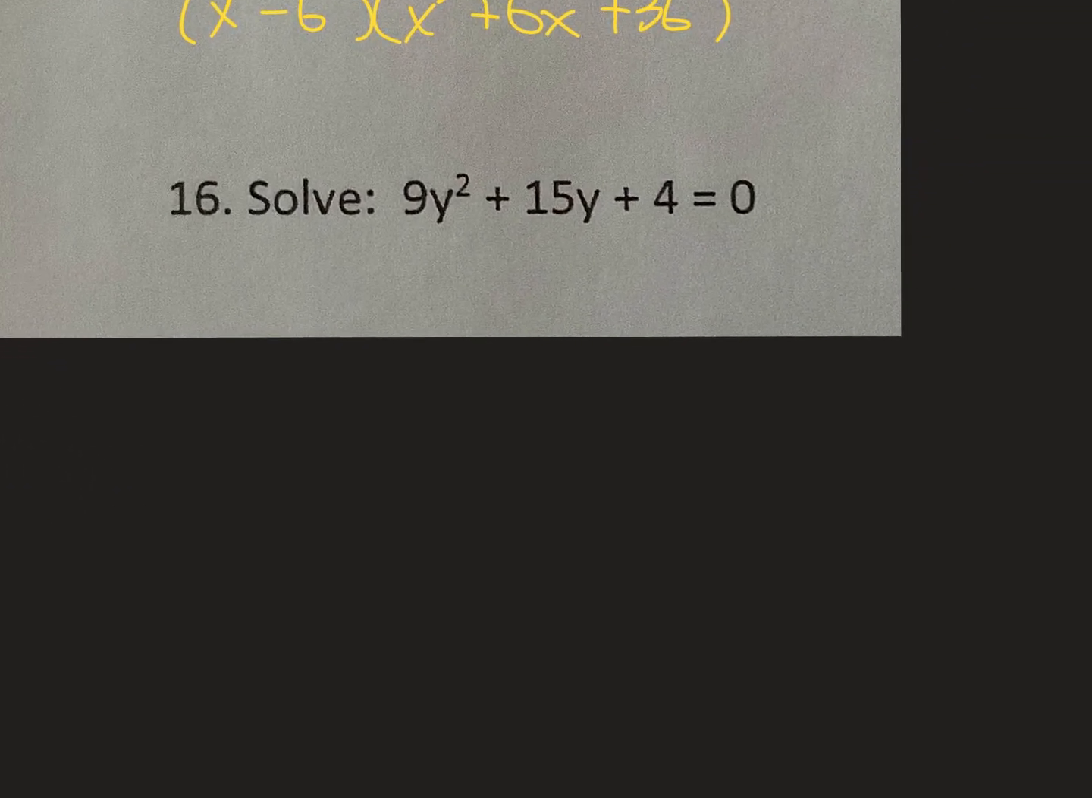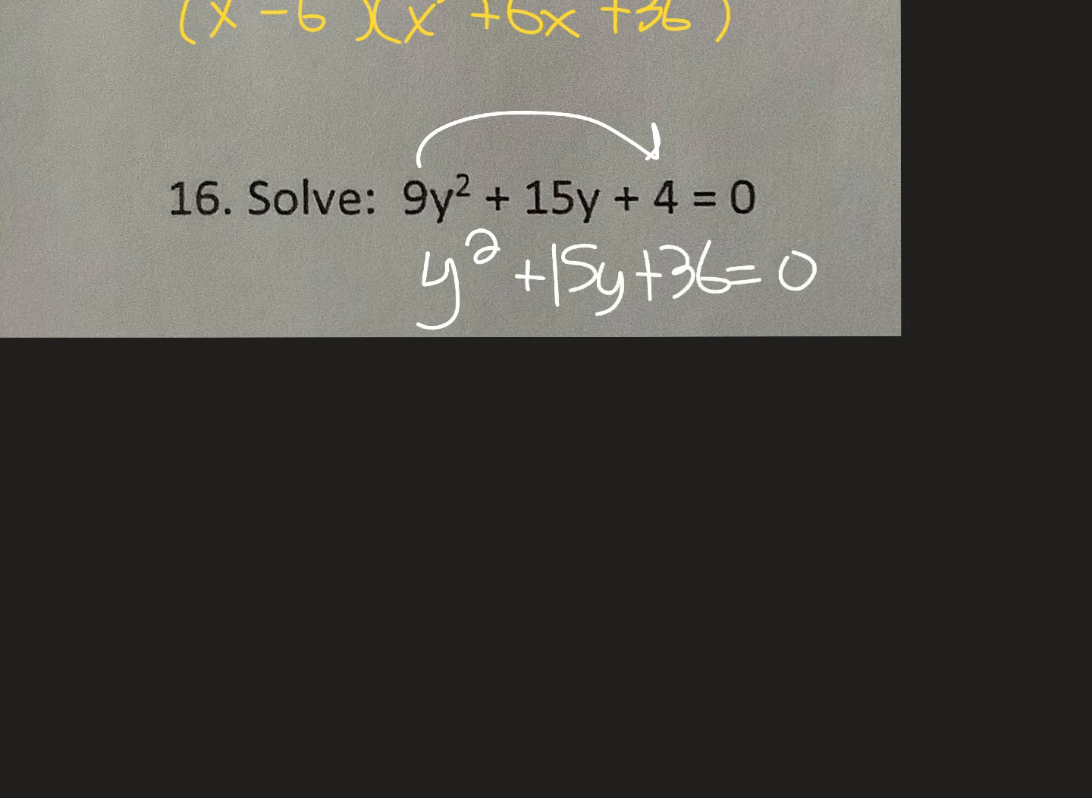16 says solve. Looks like slide, divide, slide to me. So I'm going to go slide, divide, slide right here. Sliding the 9. 9 times 4 is 36. Right. What factors of 36 give you 15? 12 and 3, obviously. I mean, come on.